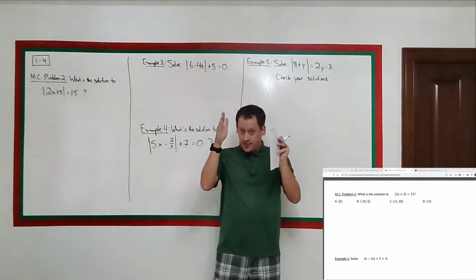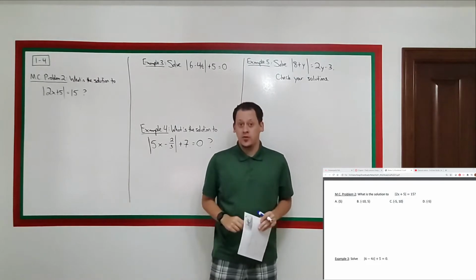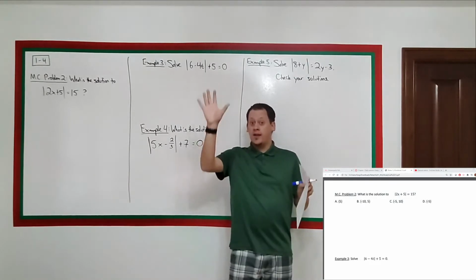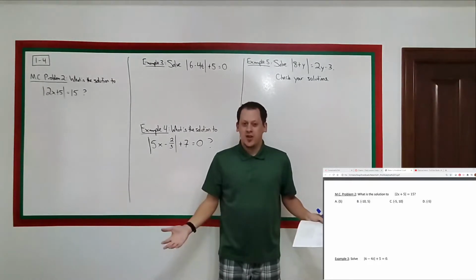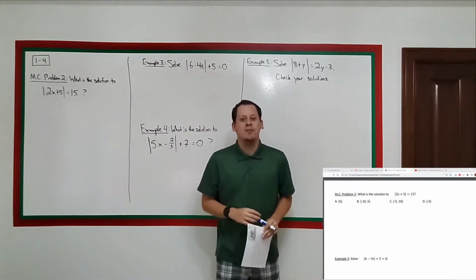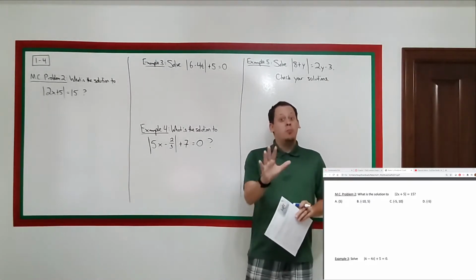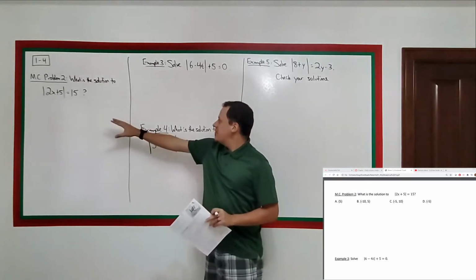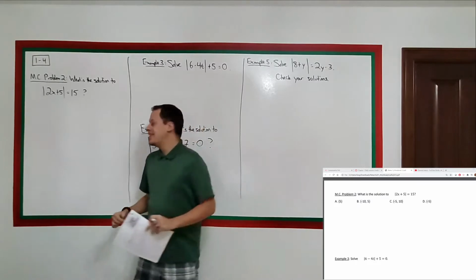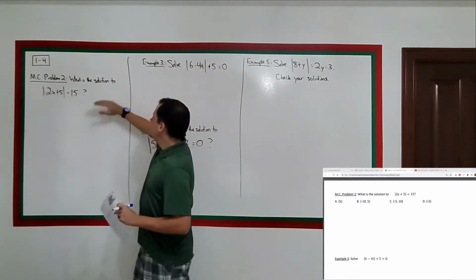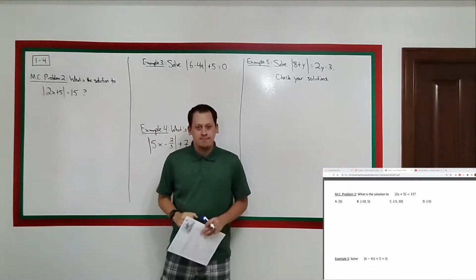Step 1 is to get anything inside those bars by itself on one side of the equation. Step 2 is to write case 1 and case 2. And step 3, once you've solved everything, check your solutions and make sure they work. We did an example like that in the last video, but we've got some more here. So let's start with multiple choice problem 2 here. What is the solution to the absolute value of 2x plus 5 equals 15?